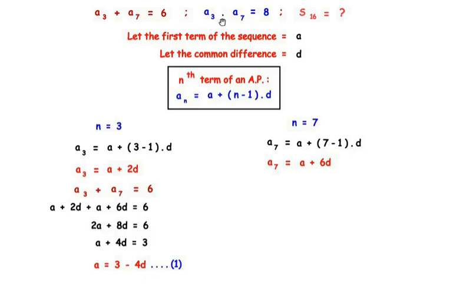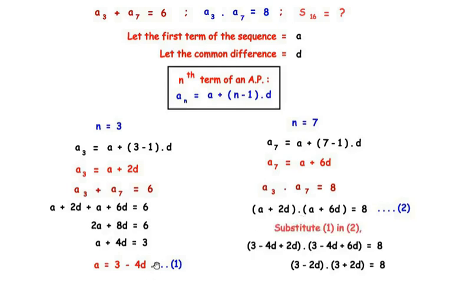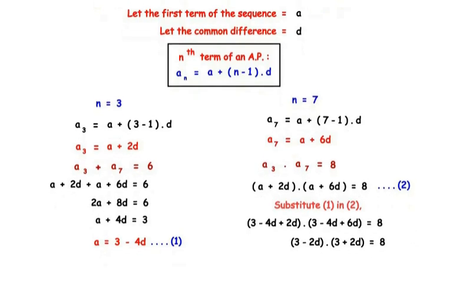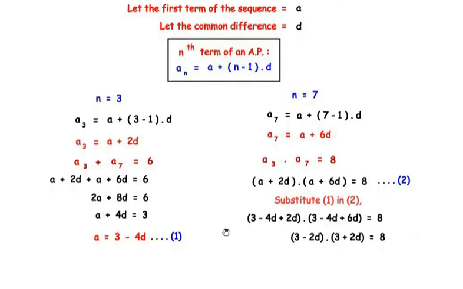Now let us focus on A3 times A7 is equal to 8. So we had got the expression for A3 as A plus 2D. So we have written A plus 2D here times A7 is A plus 6D is equal to 8. Now let us consider this as equation 2. Now let us plug in the value of A we have got, that is 3 minus 4D in equation 2. So substituting the value of A which we have got in equation 1 in equation 2, we get, now in place of A we have written 3 minus 4D plus 2D times 3 minus 4D plus 6D is equal to 8.